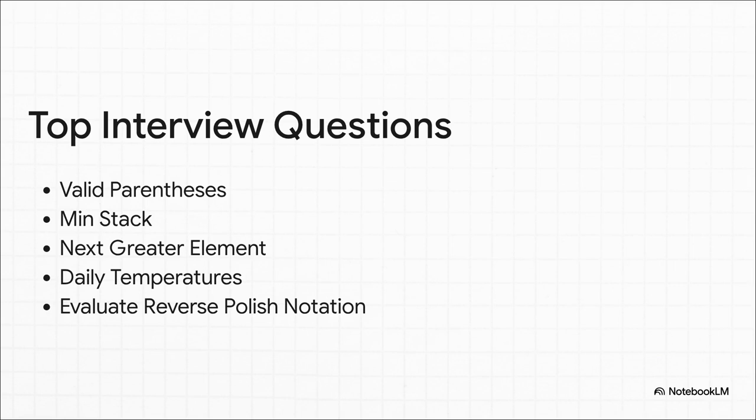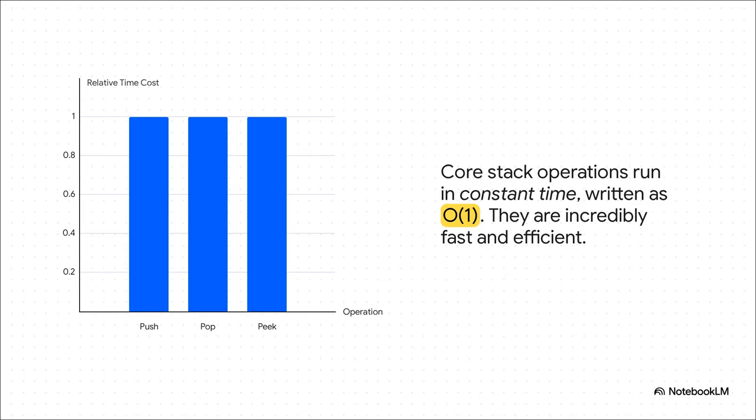And I'm not just making this up. These are some of the most common, most classic questions that get asked in software engineering interviews. If you can master the stack, you have a direct line to solving all of these problems efficiently. And why is it so beloved in interviews? Because it is unbelievably fast. The main operations, push, pop, and peek, are all what we call constant time, or O of 1. In plain English, that just means it takes the same amount of time to pop an item whether your stack has 10 elements or 10 million. That kind of efficiency is a massive, massive win.